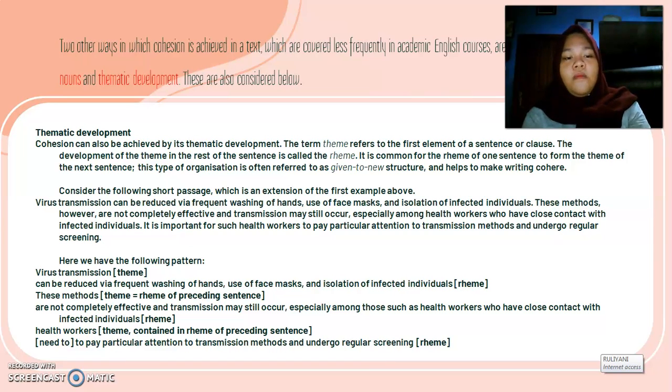Virus transmission can be reduced via frequent washing of hands, use of face masks, and isolation of infected individuals. These methods, however, are not completely effective and transmission may still occur, especially among health workers who have close contact with it. It is important for such health workers to pay particular attention to transmission methods and regular study.